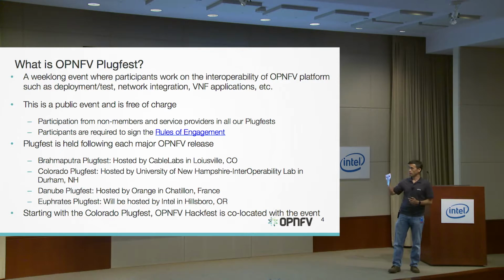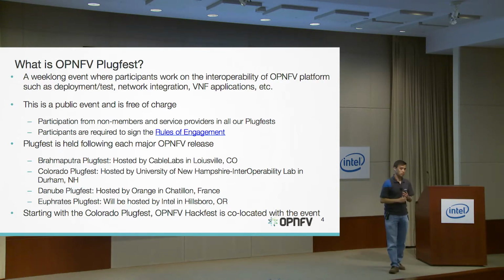And our next Plugfest after our Euphrates release, our release is about to come out in late September, early October, will be hosted actually by Intel at their Jones Farm campus outside of Portland in Oregon. So we're looking forward to that. And in case you're wondering, our release names are based on river names. And then we like to go to different geographic continents. So we started with Arno in Europe, Brahmaputra in Asia, Colorado, Danube, Euphrates, and so forth.